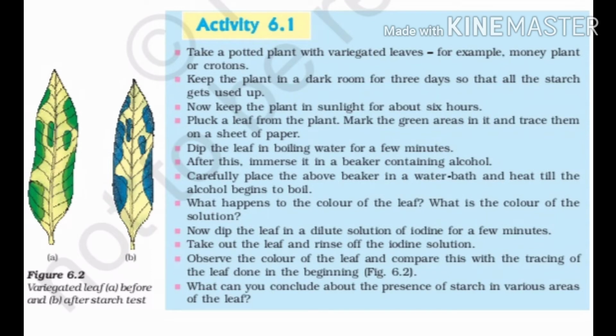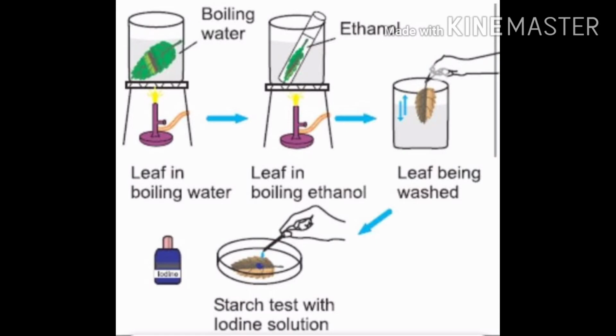Keep the plant in a dark room for 3 days so that all the starch gets used up. This is called destarching of plants. Now keep the plant in sunlight for 6 hours. Pluck a leaf from the plant. Mark the green areas in it. Dip the leaf in boiling water and then immerse it in a beaker containing alcohol. Boil the beaker in a water bath.